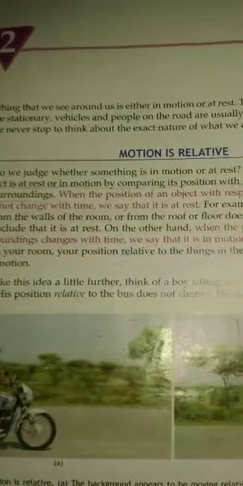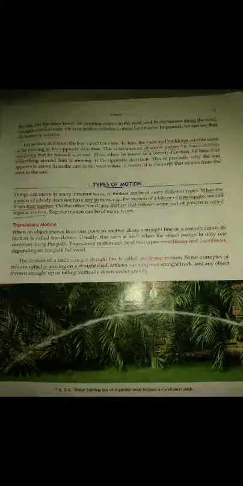So when do we call anything at rest? When the position of an object does not change with respect to the surroundings. Suppose we are talking about a table, so the table is not moving, its position is not changing with respect to the other things around it. Then we say that it is at rest. And when the position of a particular object keeps on changing with respect to the surroundings, then we say it is in motion. So that is why we say motion is relative, because it is something with respect to the surroundings.